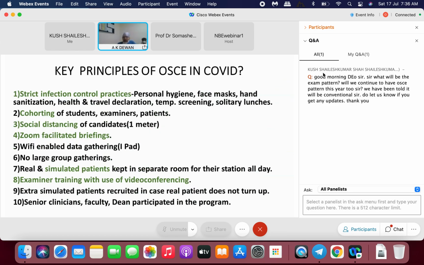Key principles of OSCE in COVID were strict infection control practices, personal hygiene, face mask, hand sanitization, and travel declaration, temperature screening, solitary lunches, no joint lunches, and then cohorting of students, say 12 or 14 students in one group, and social distancing, of course. Then Zoom-facilitated briefings were given to the students as well as to the teachers. And real and simulated patients were kept in separate rooms for the station all day. And no student could leave the exam in between. And all these senior doctors, faculty members, deans, etc., participated in the program.